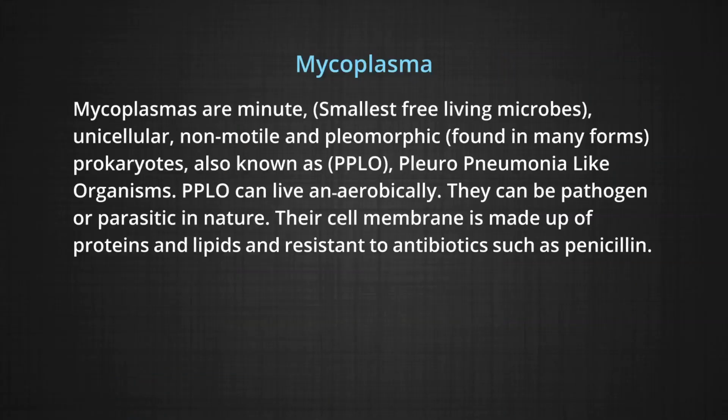Mycoplasma. Mycoplasmas are minute, meaning the smallest free-living microbes, unicellular, non-motile and pleomorphic, meaning found in many forms. These prokaryotes are also known as PPLO, that is, pleuro pneumonia like organisms. PPLO can live anaerobically. They can be pathogenic or parasitic in nature. Their cell membrane is made up of proteins and lipids and they are resistant to antibiotics such as penicillin. They are saprotrophs, found in sewage water and in dead and decaying organic matter. They can be anaerobes or aerobes. Some forms of mycoplasma cause diseases in plants, animals and human beings, hence are pathogenic in nature, while some forms are parasitic in nature.